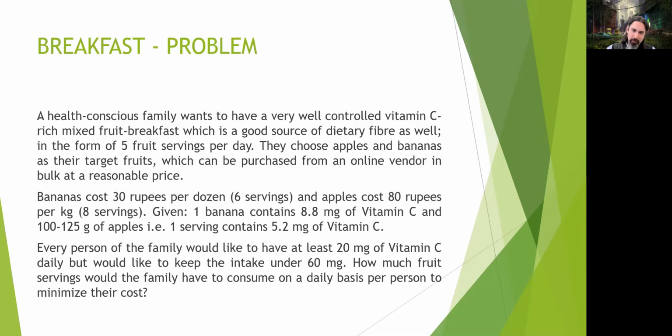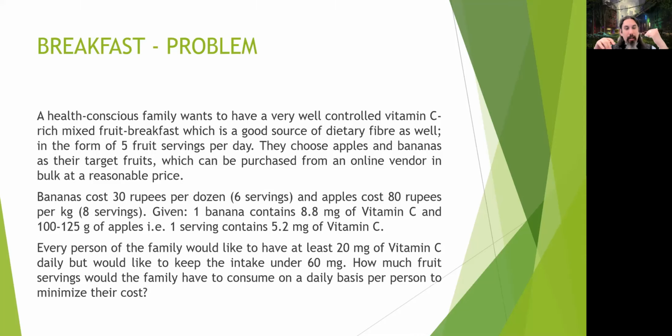Each banana costs, 6 servings of them cost 30 rupees, so 30 over 6, 5 rupees. Each apple costs, 8 servings of apple cost 80 rupees, so each apple would cost 10 rupees. So we have 5x plus 10y. X is for bananas, y is for apples. So apples are pricier than bananas.